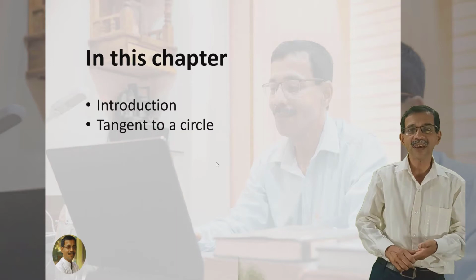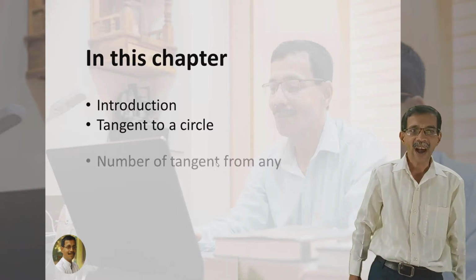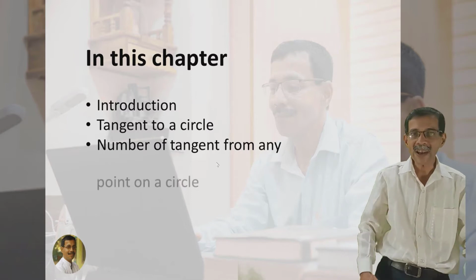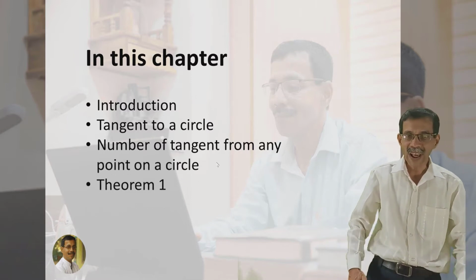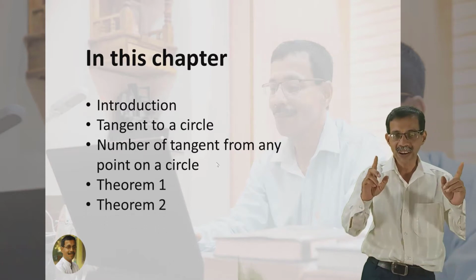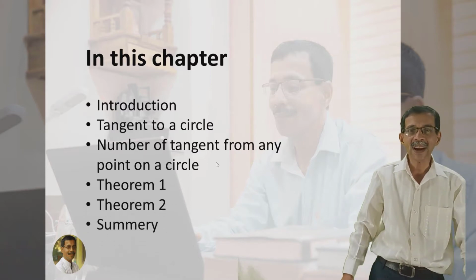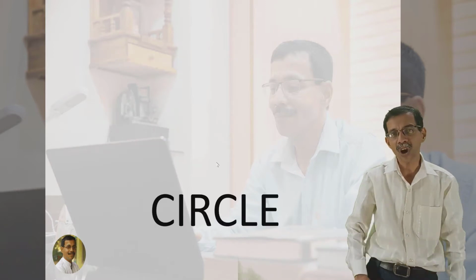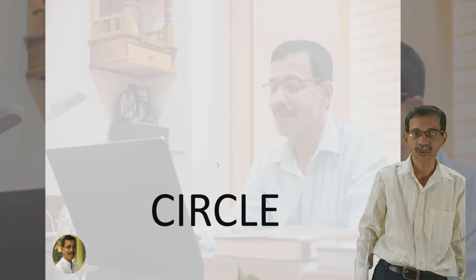In this video we will study circles of standard 10, and we will learn a little bit of introduction. Next we will see the tangent to a circle, and the number of tangents that can be drawn from any point of the circle. After that we will study theorem number 1, then theorem number 2, and at the end we will summarize the whole topic. Of course, we will solve problems in between also.